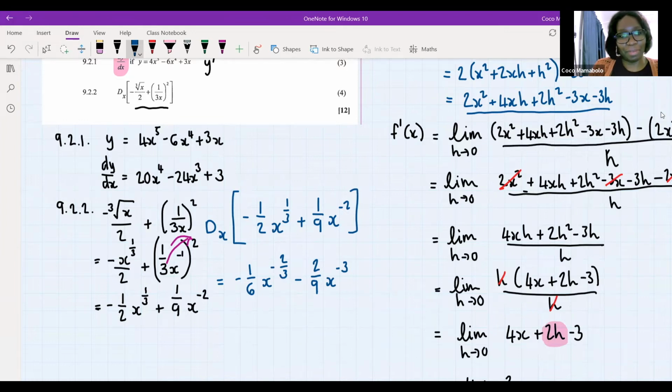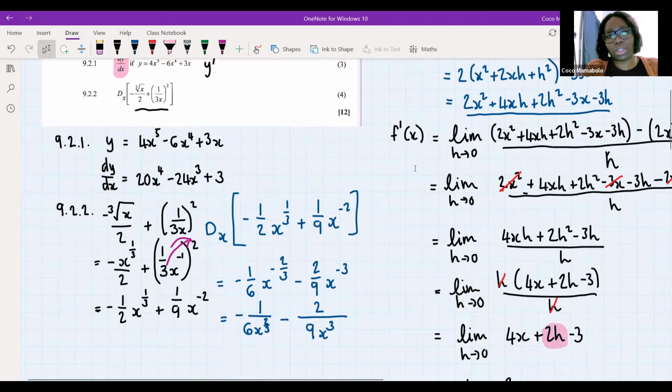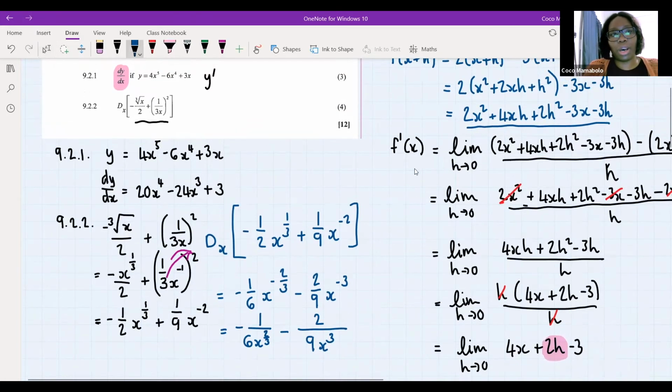Okay, awesome. All right, now I'm going to take all my negative exponents and move them where they need to go. This gives me negative 1 over 6x to the power of 2 over 3 minus 2 over 9x to the power of 3. Can I get an indication, guys? How are we feeling about answering that question? It's worth 4 marks.